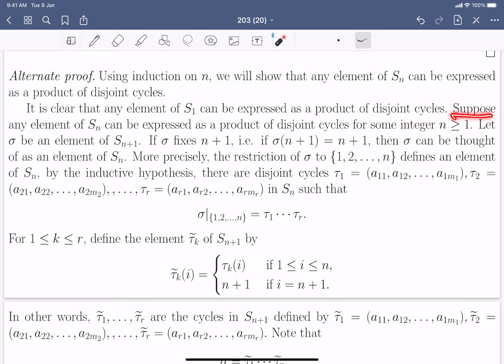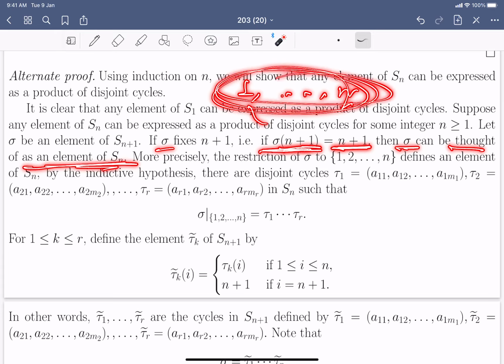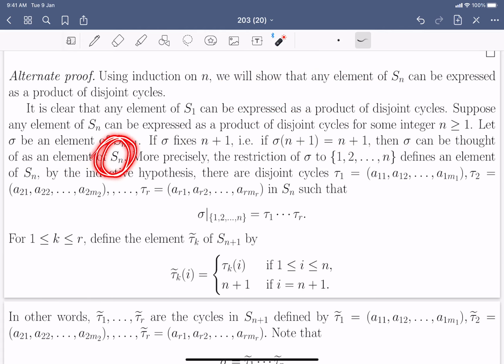And now we assume that any element of Sn can be expressed as a product of disjoint cycles for some positive integer n. Then you start with an element sigma of Sn plus 1. Now if sigma of n plus 1 is n plus 1, then sigma can be thought of as an element of Sn, right? Because n plus 1 goes to n plus 1, so the first n integers 1 up to n are just permuted among themselves. So this permutation sigma can be thought of as an element of Sn.